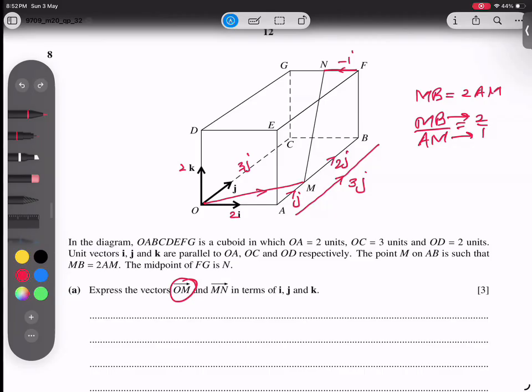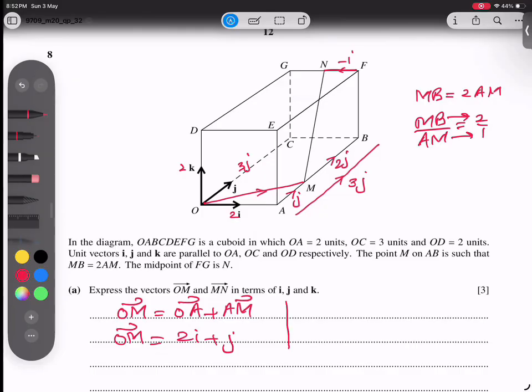So students, now I can easily find what he was asking first, OM. Nothing hard. The path is O to A and A to M. O to A is 2i, and AM is j only. So we got the first part done.